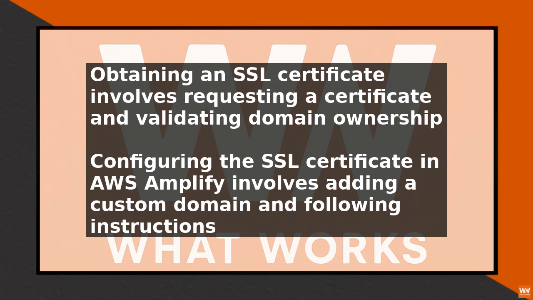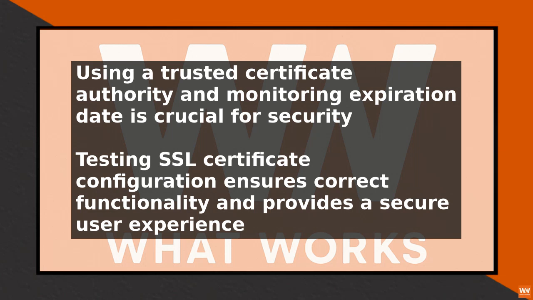Best practices for AWS Amplify SSL certificate. Use a trusted certificate authority to obtain your SSL certificate. Monitor your certificate expiration date and renew it before it expires. Use the AWS Certificate Manager to automate the certificate renewal process. Use HTTPS protocol to encrypt data transmitted between the client and server. Test your SSL certificate configuration to ensure it is working correctly.